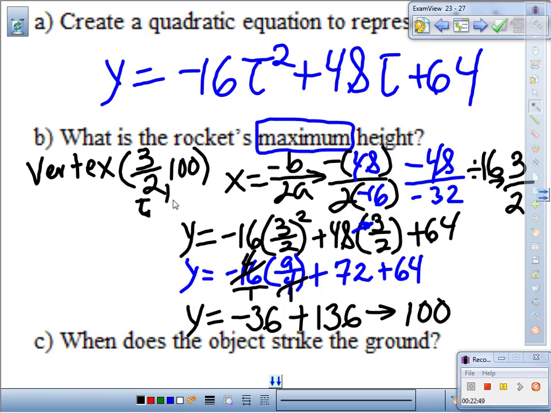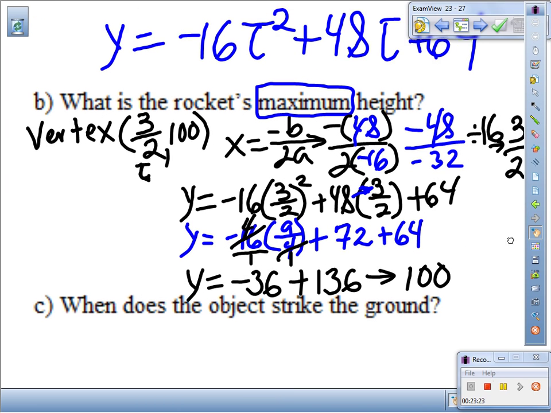Okay, look up, please, guys. Here's a vertex: 3 halves, 100. Tell your neighbor what this vertex means. What does a vertex mean? CJ. What does a vertex mean?